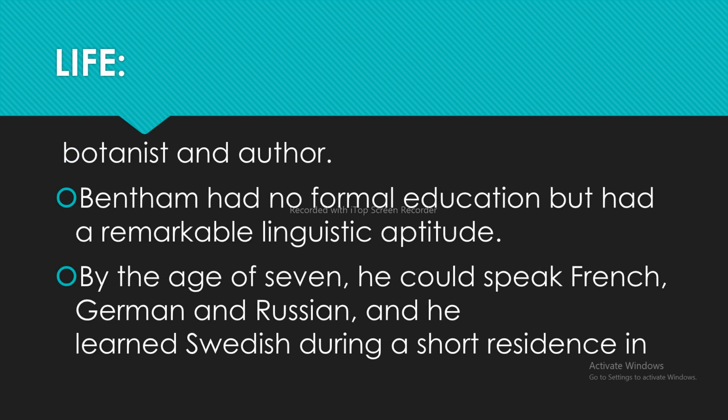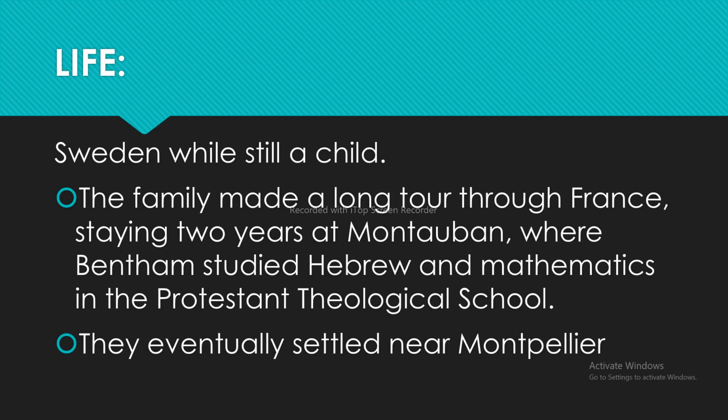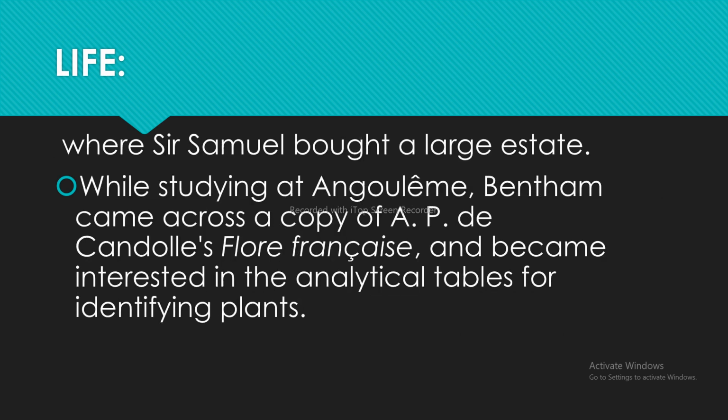By the age of 7, he could speak French, German, and Russian, and he learned Swedish during a short residence in Sweden while still a child. The family made a long tour through France, staying 2 years at Montauban, where Bentham studied Hebrew and mathematics in the Protestant theological school. They eventually settled near Montpellier, where Sir Samuel bought a large estate.